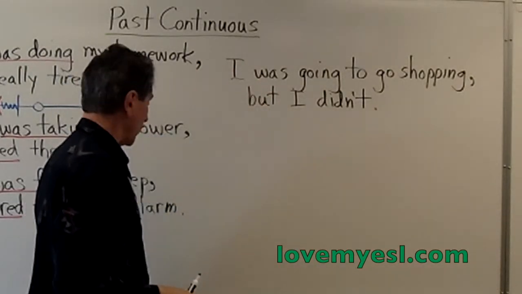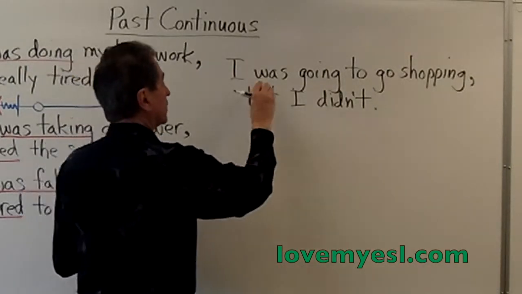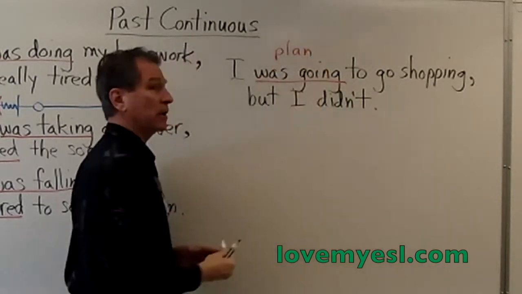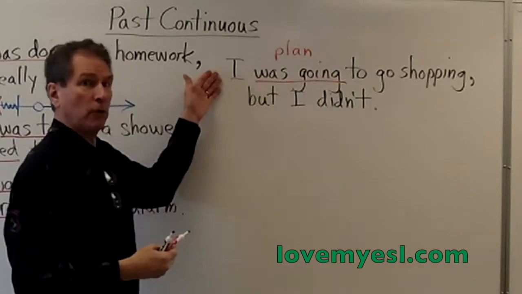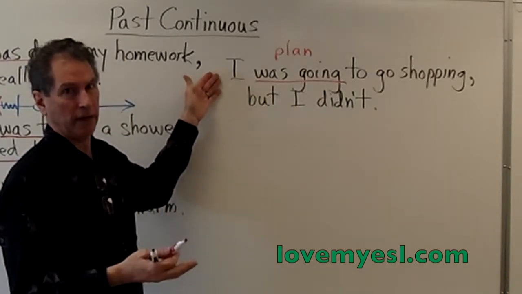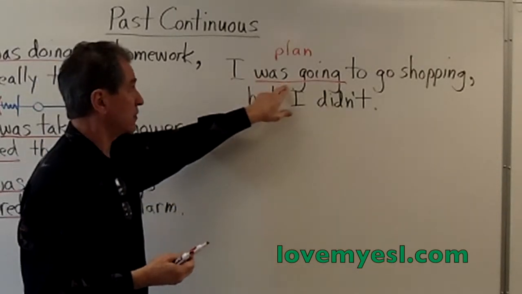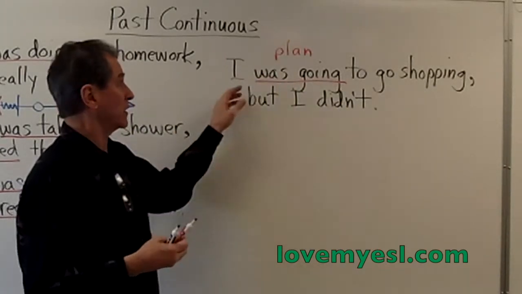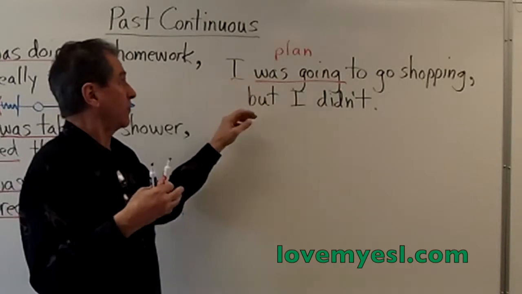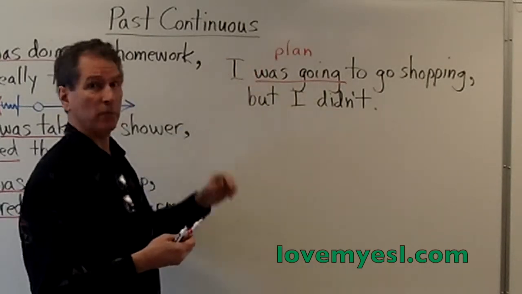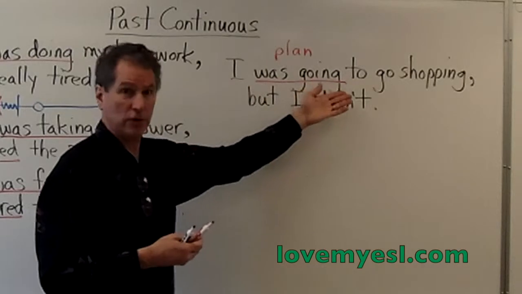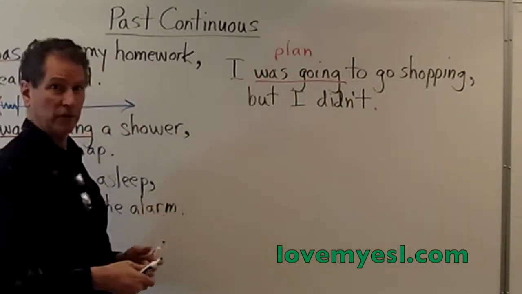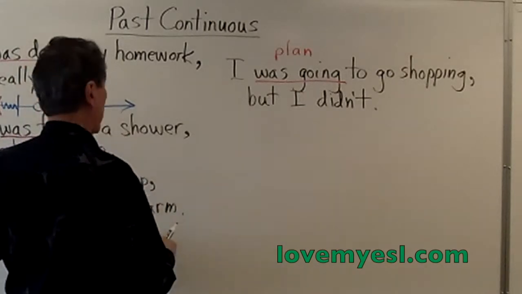You use was going, the past continuous, when you had a plan in the past. So I had a plan to go shopping, but I didn't do it. I was going to wash the car, but it started to rain. So I didn't wash the car. But I would use the past continuous to show that that was my plan at the time. I was going to go to bed early, but I wanted to watch TV. So I didn't go to bed early. So you use I was going to when you had a plan in the past, but you didn't do it. That's the first use of it, other than with when, while, and as.